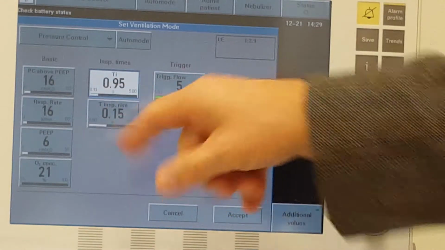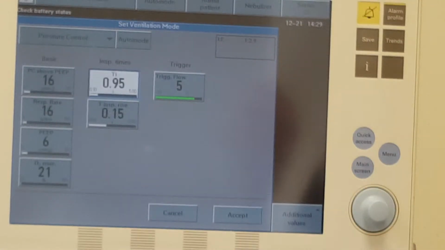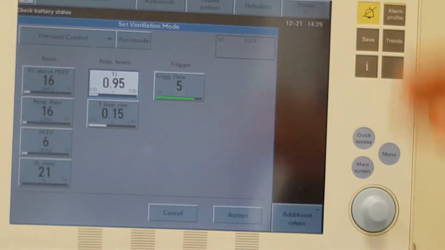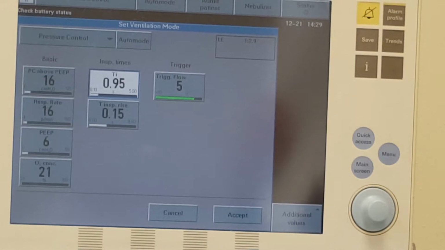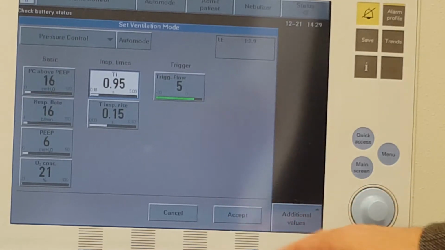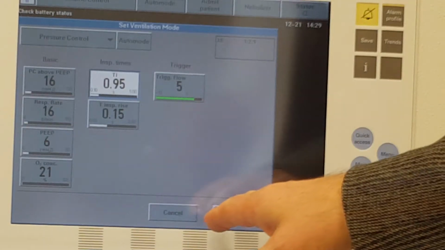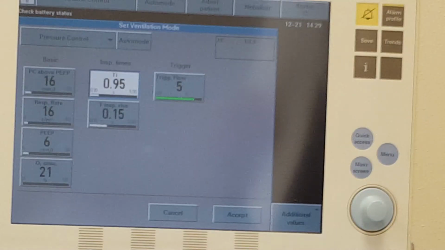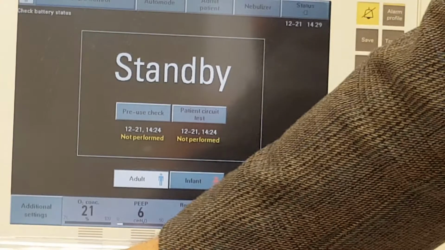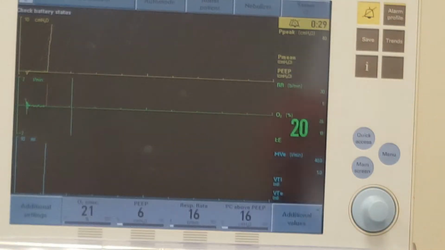I'm going to leave our inspiratory rise time, which is how fast we're going to get to our peak pressure, to 0.15 of a second. And I'll leave our flow trigger at the default until we actually set the patient up with this, okay? So we are now ready to go. I'm going to hit accept, and by the way, I've got my lung simulator set to normal conditions as specified. So I'm going to hit accept and start ventilating the patient.